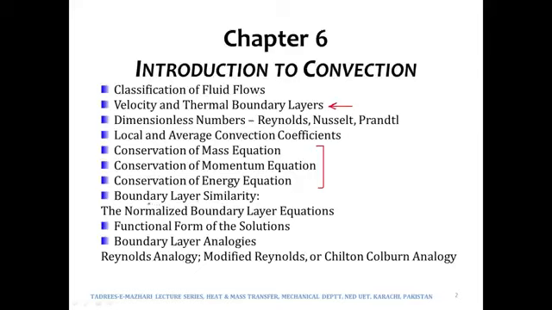We will then discuss the boundary layer similarity. We will see what is meant by boundary layer similarity and how we normalize the boundary layer equations. And we will also go over the functional form of solutions. We will see what is meant by the functional form of the solutions, and what is the use of those functional forms of solutions. And in the last, we will go over boundary layer analogies. We will discuss two types of analogies. One is called the Reynolds analogy. The other one is what we call the modified Reynolds or Chilton-Colburn analogy. So those are the topics that we will inshallah cover in this particular chapter.